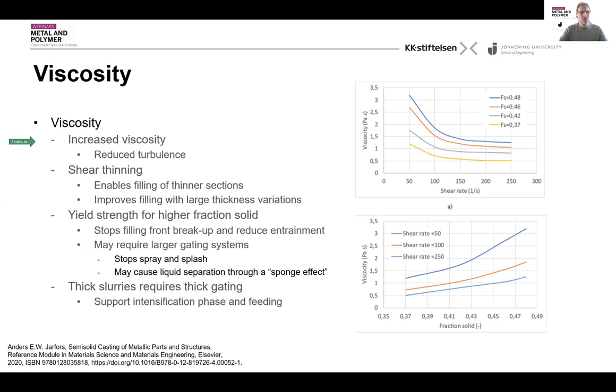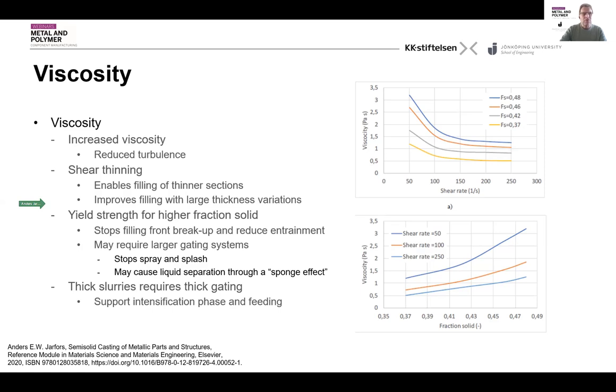Then we can use some intrinsic benefits of it. So you have shear thinning. That means that when you increase the shear rate, you actually have a more easily flowing liquid. So that means if you go from thick to thin, it will fill the thinner sections more easily. And that means also that you have a better ability to manage larger thickness variations. And with a certain amount of solid fraction, you will also change the way you distribute porosity.